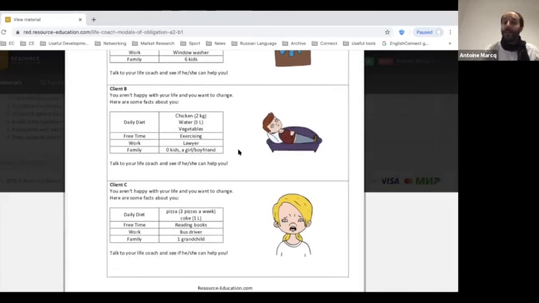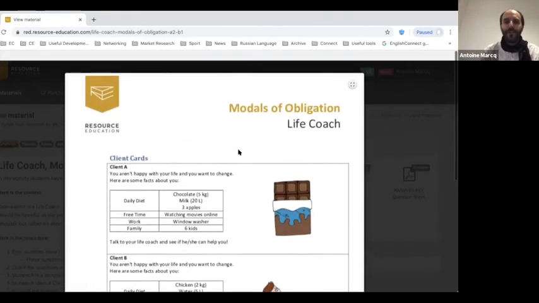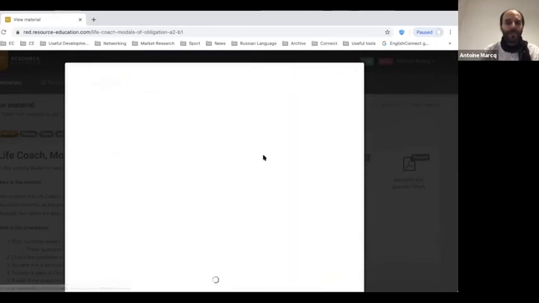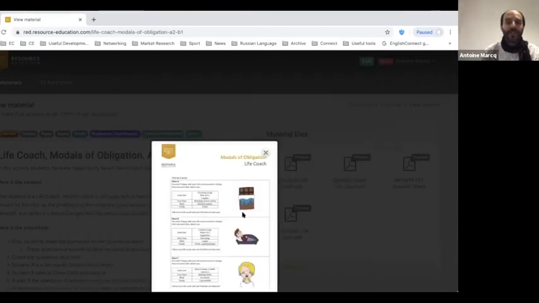Client B, you aren't happy with your life and you want to change. Here are some facts about you. Daily diet, chicken, 2 kilos, water, 5 liters, vegetables. No fruit whatsoever. Free time, exercising, that's pretty good. Work, you're a lawyer. Family, 0 kids, and you have a boyfriend or a girlfriend. So you see, all these cards give the students the opportunity to answer the questions differently.